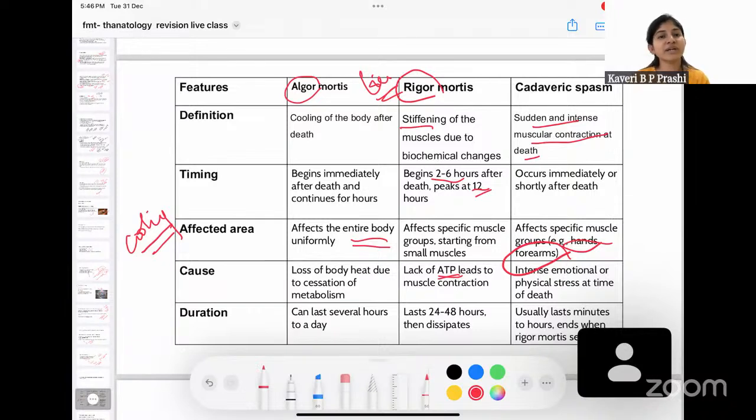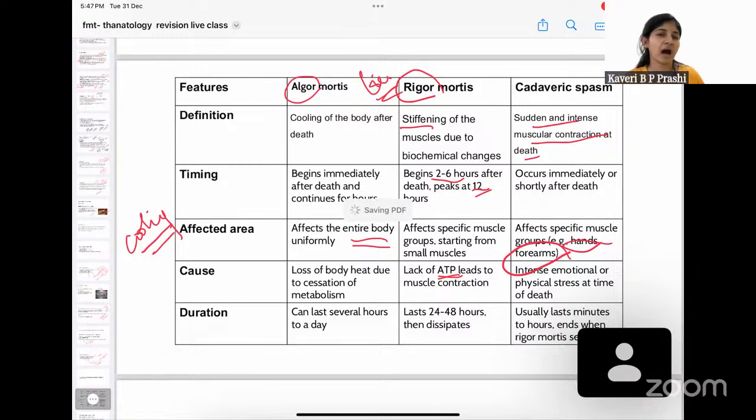What is the duration of algor mortis? Can last several hours up to a day. Coming to rigor mortis, the stiffening lasts for 1 day or 2 days. That is 24 to 48 hours, after which it is going to dissipate or break down. Coming to the duration of cadaveric spasm, usually lasts minutes to hours, ends when the rigor mortis sets in. Okay, so this cadaveric spasm is going to be there for only a few minutes to an hour at the max.